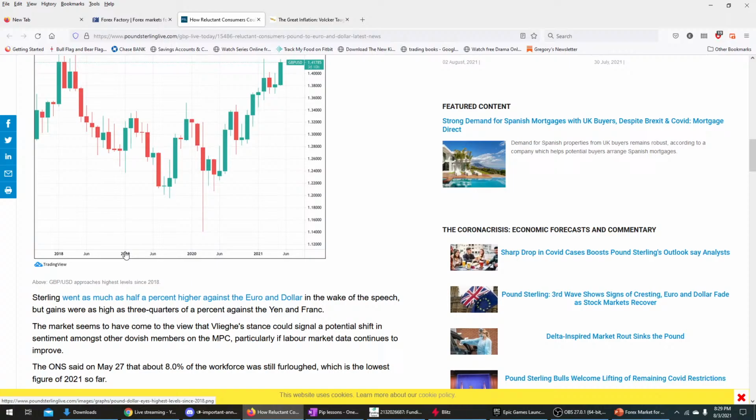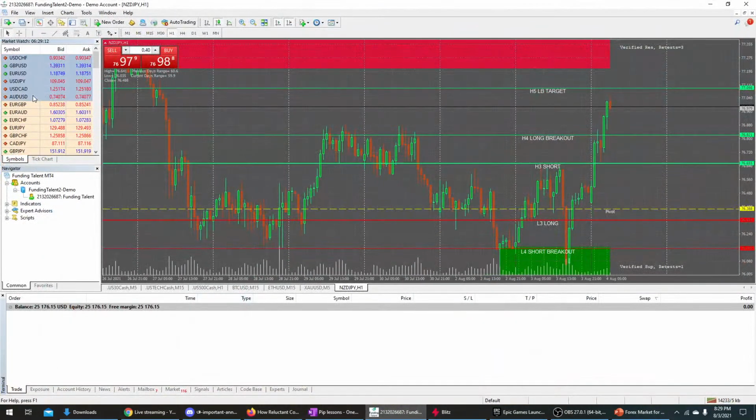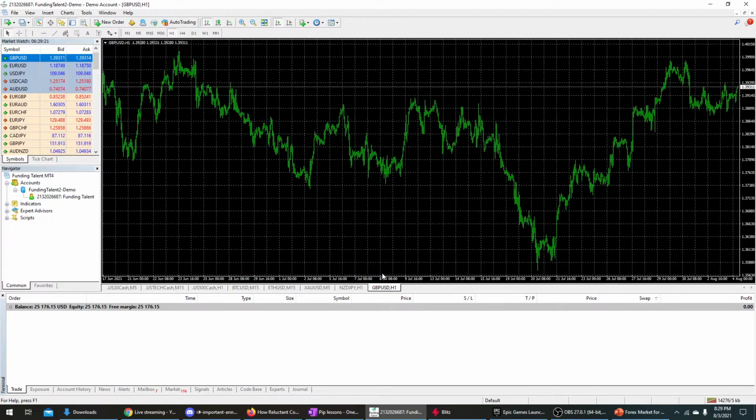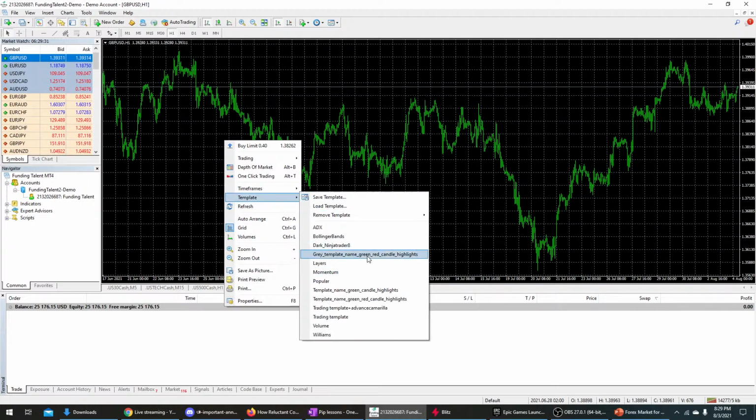We see this one, the pound dollar. Should look at the pound dollar right now. Where is it at? I just need to look at my template.